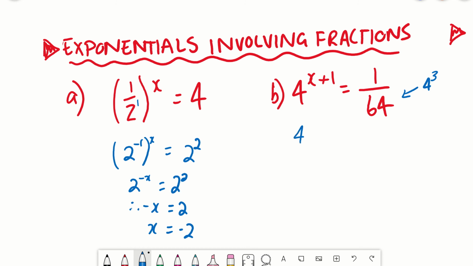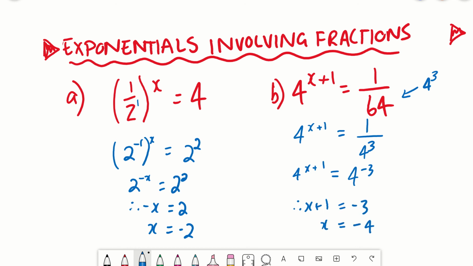So if I break it up into a few steps here, I say, I know that's just 4 cubed. But then if I make it no fraction, that's 4 to the power of negative 3. So therefore, x plus 1 equals negative 3. So x equals negative 4.